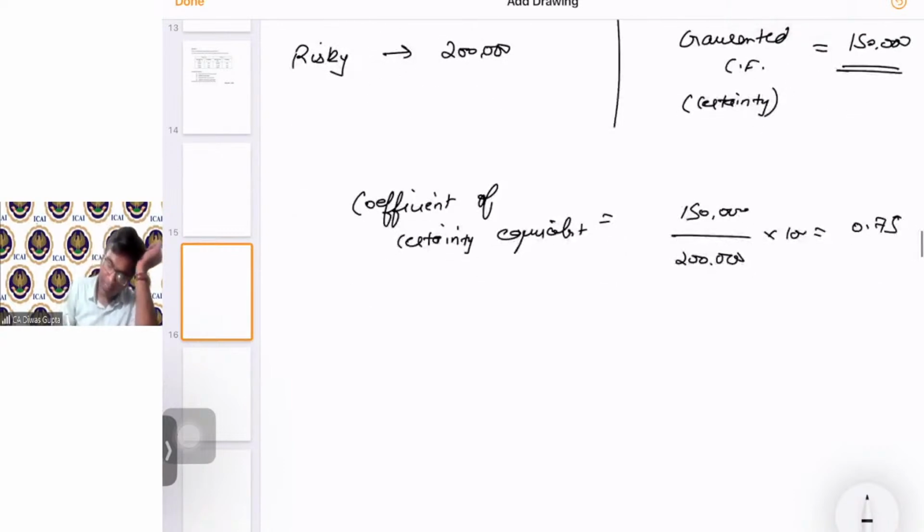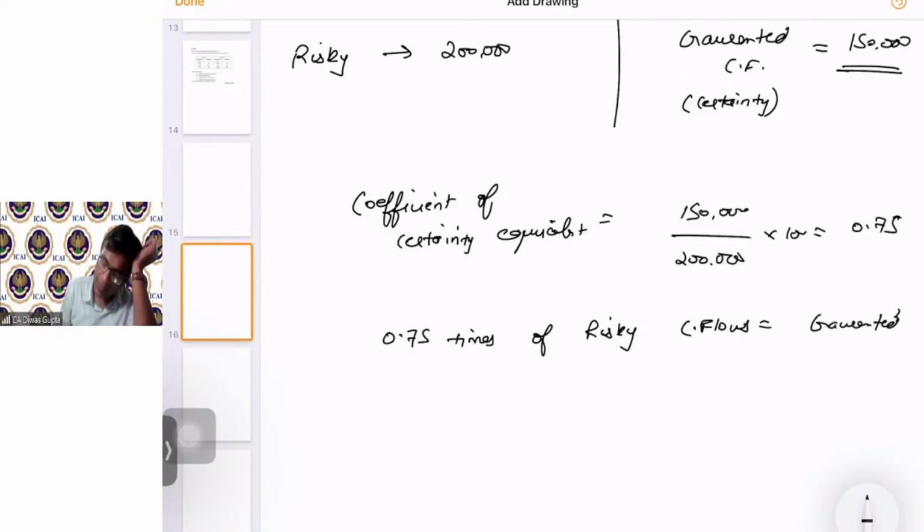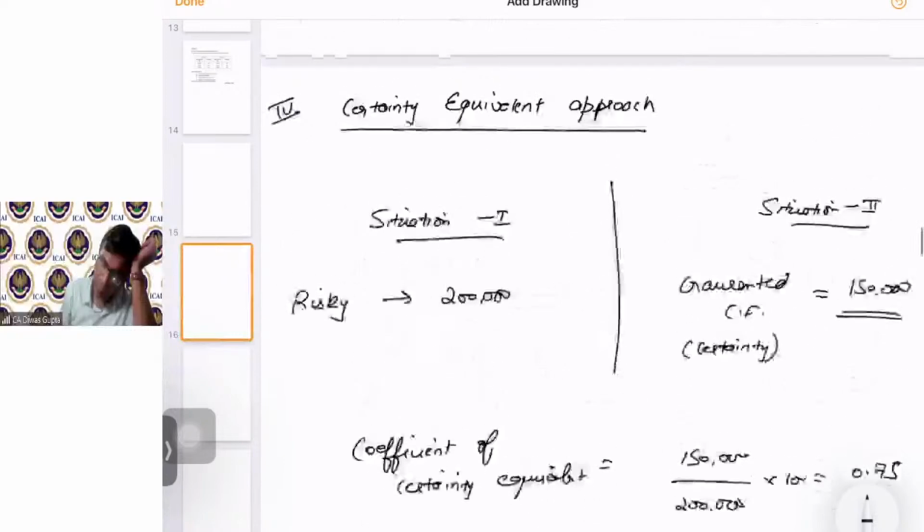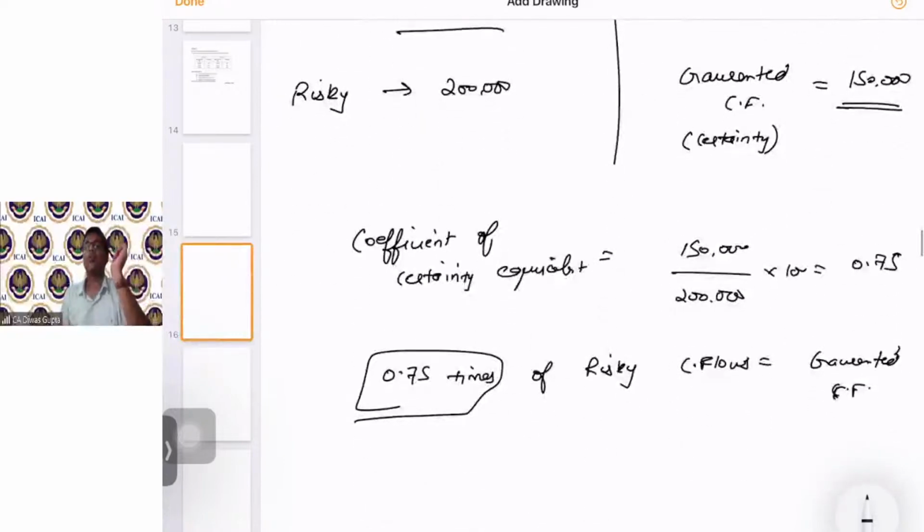So I am simply saying 0.75 times of the risky cash flow is a guaranteed cash flow. This is called the certainty equivalent coefficient, and we will see how to apply it in the question, okay? And this entire approach is called the certainty equivalent approach.